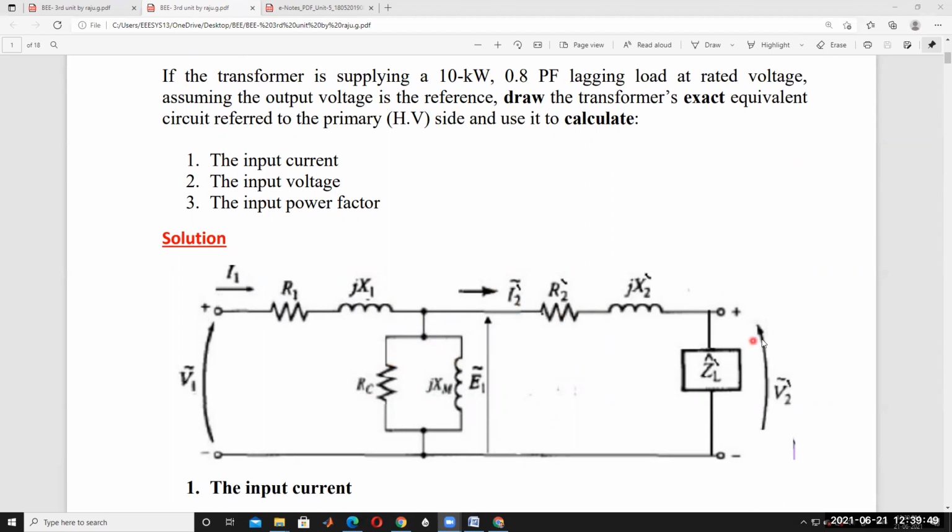So how to convert these secondary side parameters to the primary side? Dividing by k square, R2 by k square. This R2 dash is nothing but R2 by k square. Remember, X2 dash is X2 by k square. K is nothing but N2 by N1, otherwise V2 by V1. Okay.